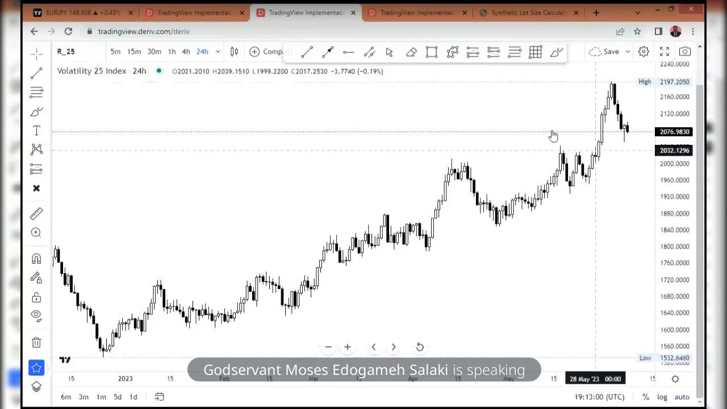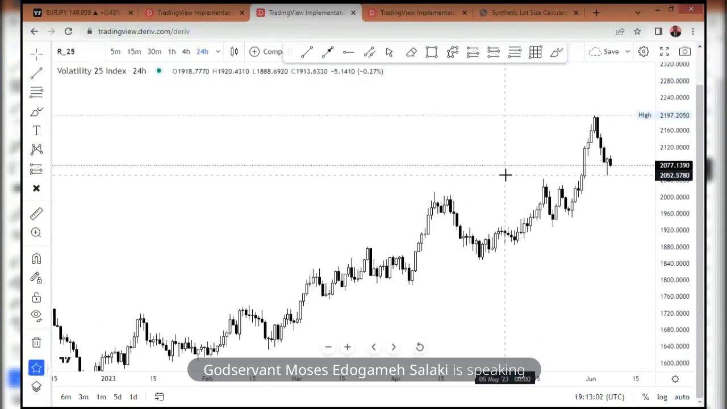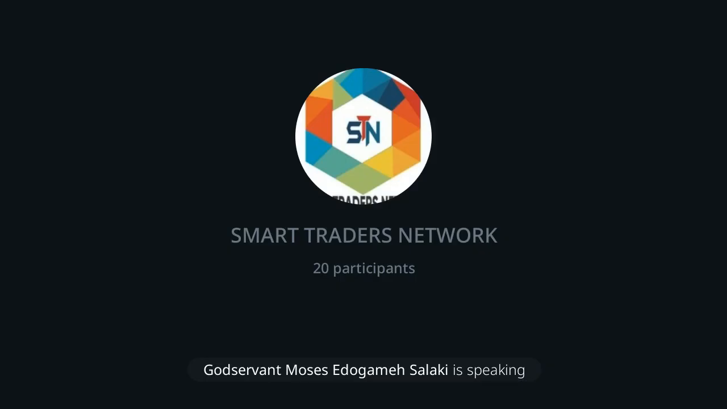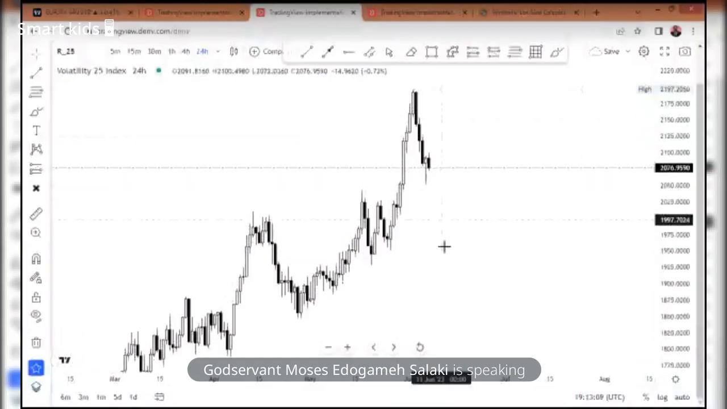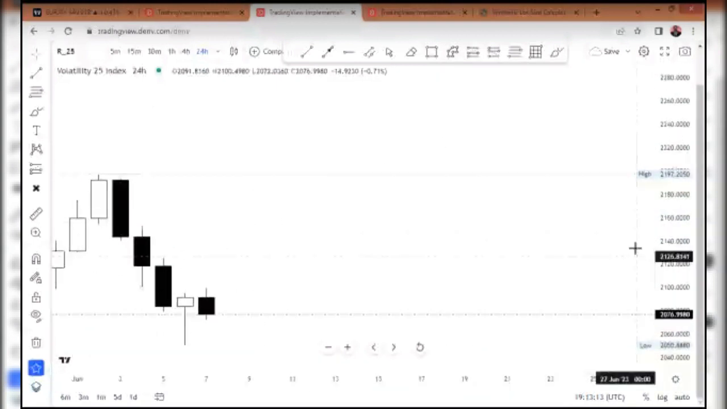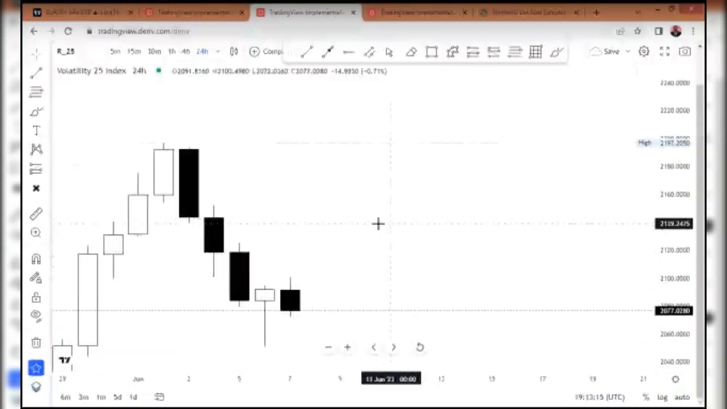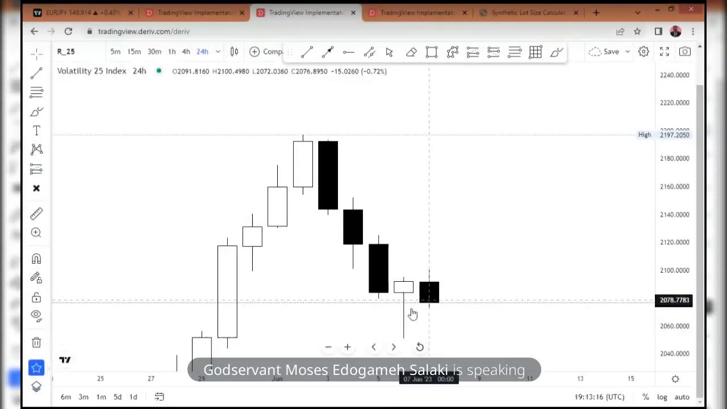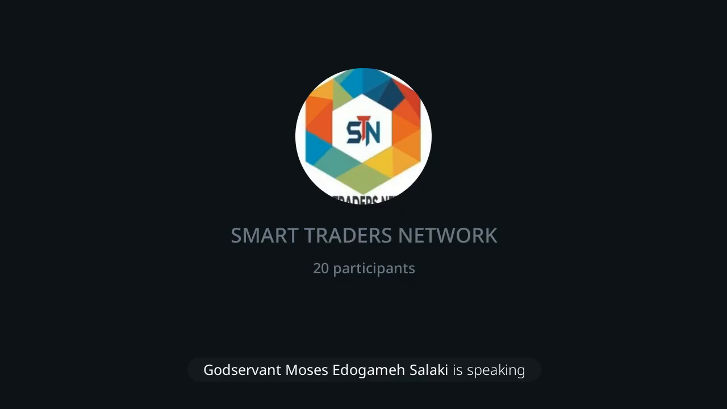All right, this is VIX 25. I'm going to start from where price is. This is where price is currently. So let's consider this candle first. Consider this candle, this candle, this candle. That will be enough examples.